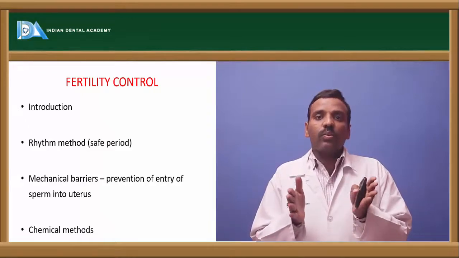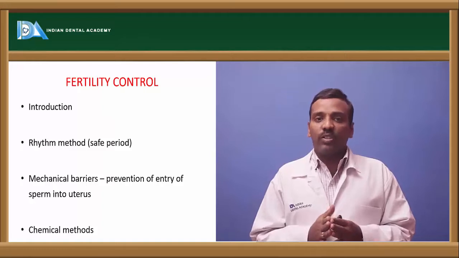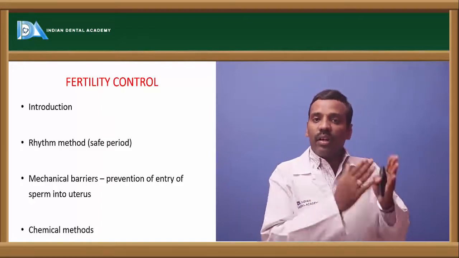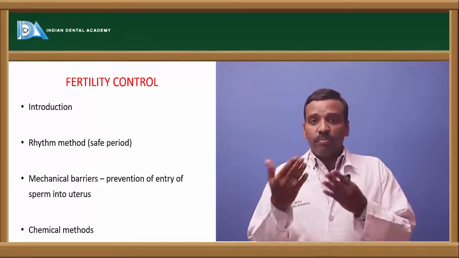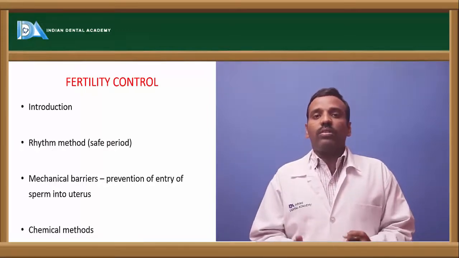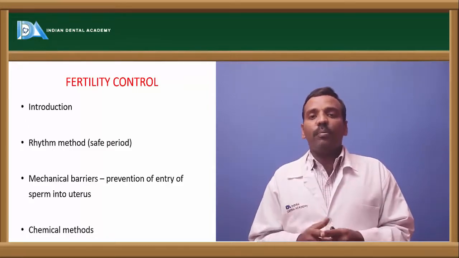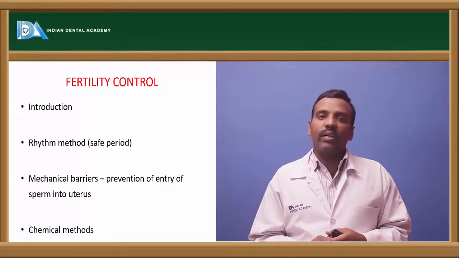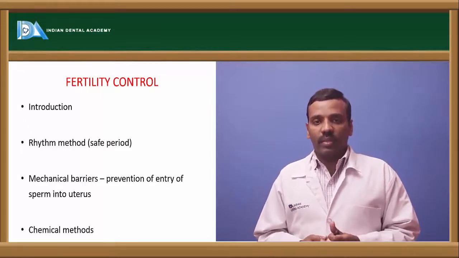In this period pregnancy occurs, so just avoid sexual intercourse between days 11 to 17. If the person abstains during this period, then the remaining period, day 17 to day 11, is the safe period. This method is called the rhythm method.